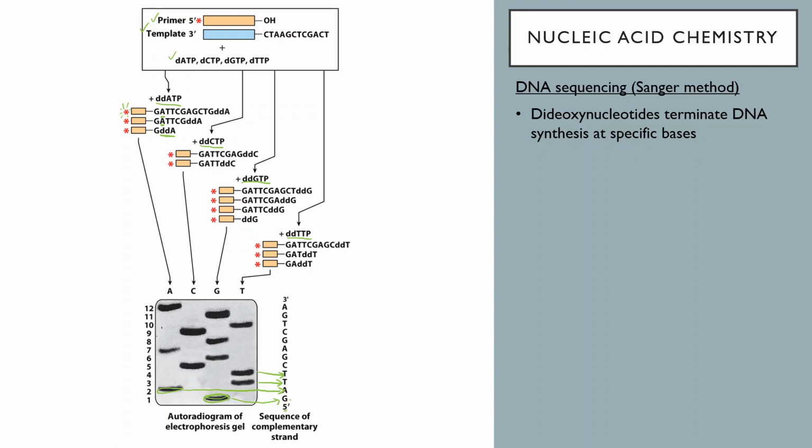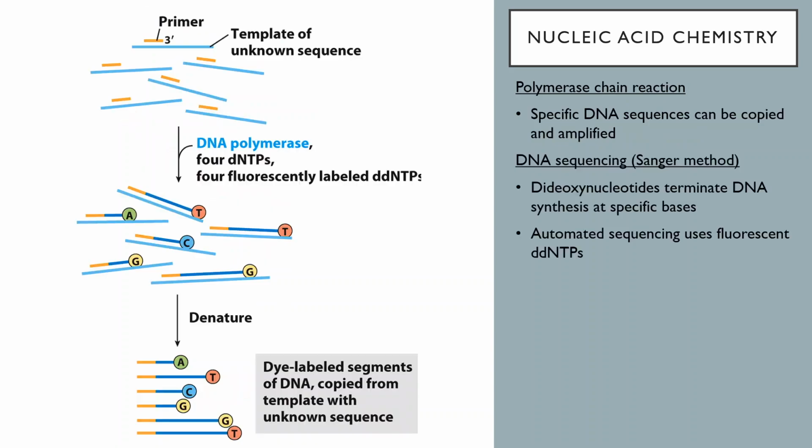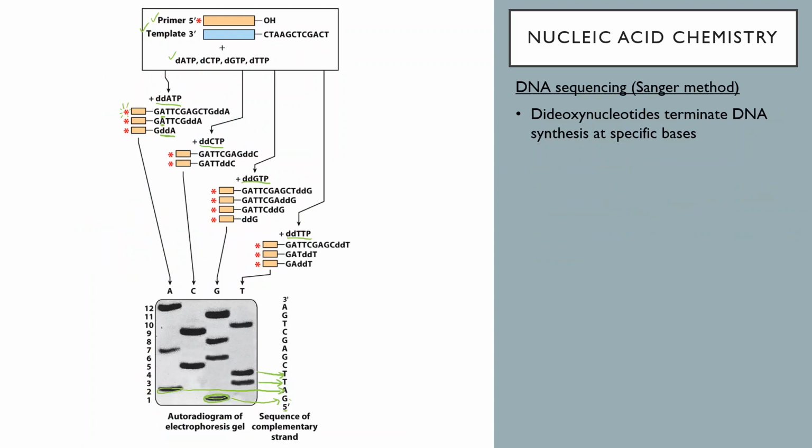Now, more recently, this method is not used as much as it used to be, because obviously it's very labor intensive. You have to do 4 separate reactions, and you have to have a gel. If you want to sequence a region that's more than a few hundred base pairs long, you have to do this many times in order to sequence. If you wanted to sequence an entire chromosome, which is millions of bases, you would have to do many of these reactions.